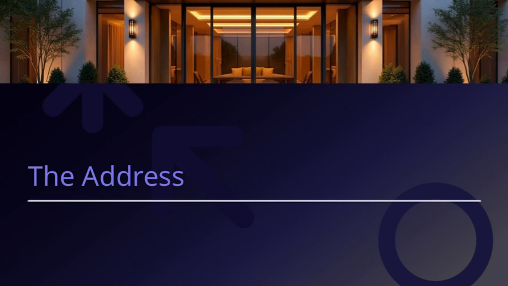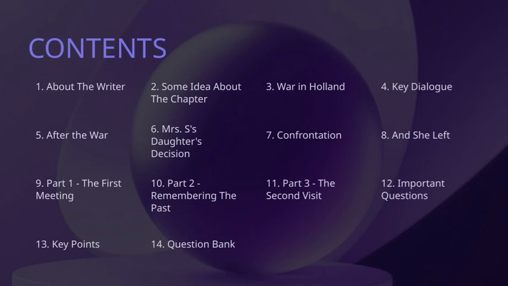So let's get started. Let's take a closer look at the contents listed on this slide. These are the main sections we'll explore in the presentation. Starting with About the Writer, we'll get some background on the author and their perspective. Moving on to Some Idea About the Chapter, we'll understand the overall theme and setting of the chapter. Then, War in Holland covers the historical context that influences the story. Next, we have After the War, which discusses the aftermath and its impact.